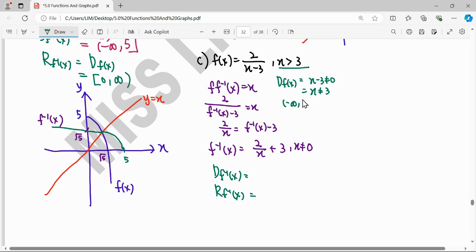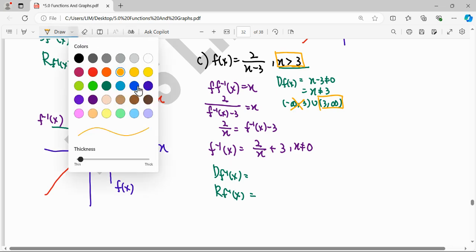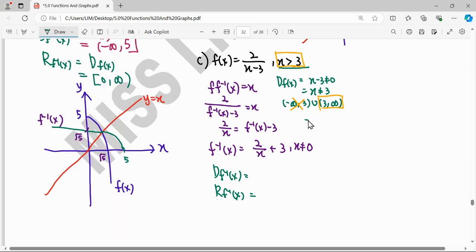So in interval form, negative infinity until 3, then 3 to infinity. With the addition of the condition from the question, they just want more than 3. So our domain is just remaining 3 to infinity. The negative part here is already excluded by the condition given in the question. So the domain is 3 to infinity. It will be referred to as the range of the inverse function. Then we continue.